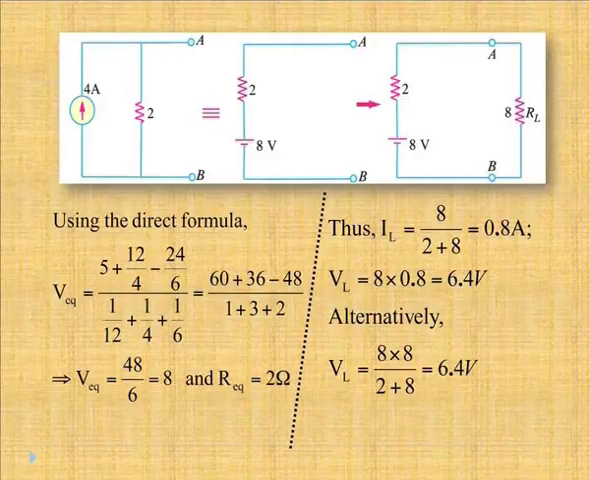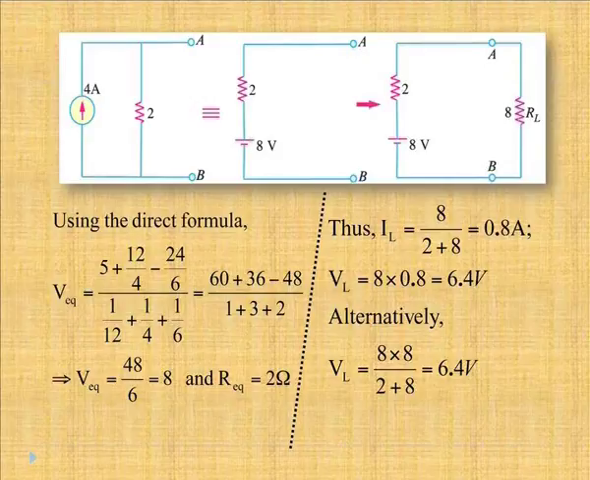We can find it directly by using the formula. So, we have the current as 5 plus 12 by 4 minus 24 by 6, and then we can find the equivalent resistance by connecting them in parallel as 1 by 12 plus 1 by 4 plus 1 by 6, and we get the same value of voltage and resistance as we got in the previous procedure.